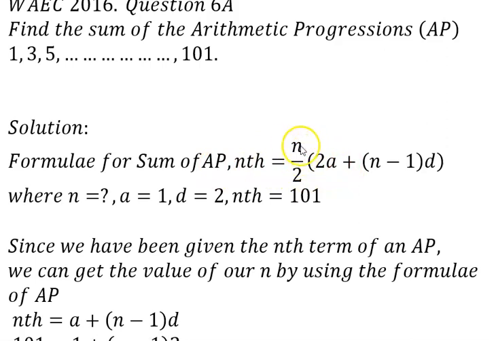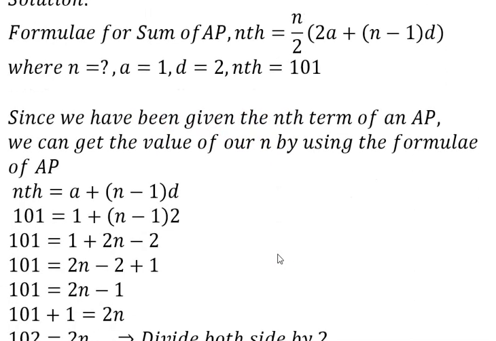All we need to do is to look for our n first. So, how do we get our n? We are going to use the formula for the nth term of an AP. Since we've been given the nth term, we can get the value of n. We still remember that formula: the nth term equals a plus open bracket n minus 1 close bracket d, where a is our first term, n is our number of terms, d is the common difference. Here we know our d already to be 2. We don't know our n. We know our a to be 1, our nth term to be 101. Good. So with this, we are going to get our n.